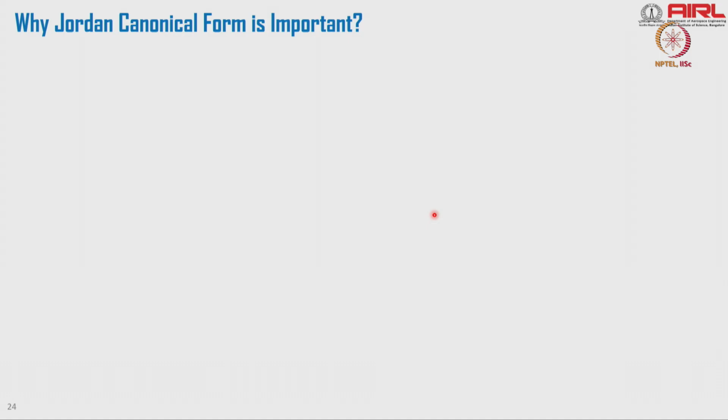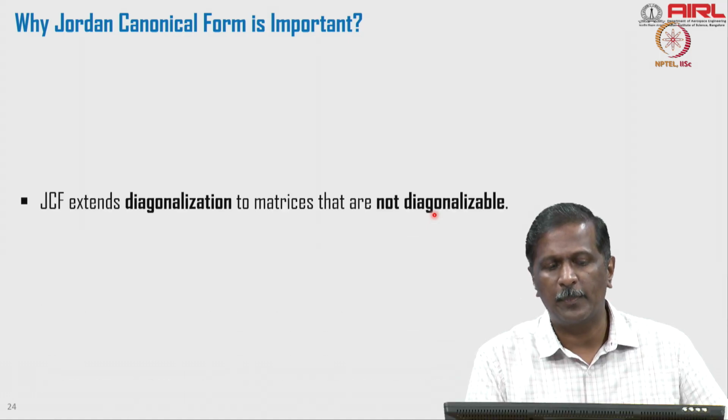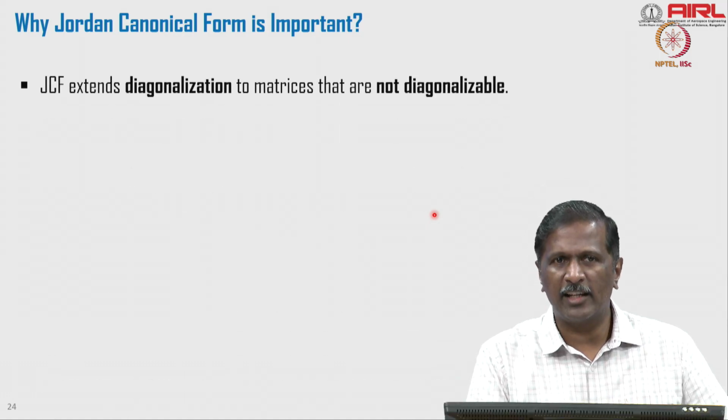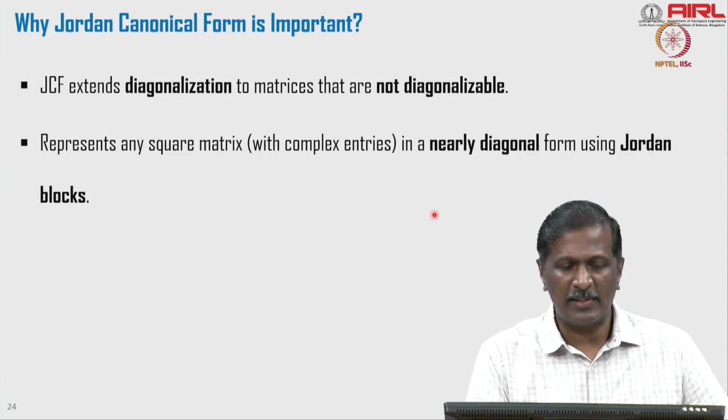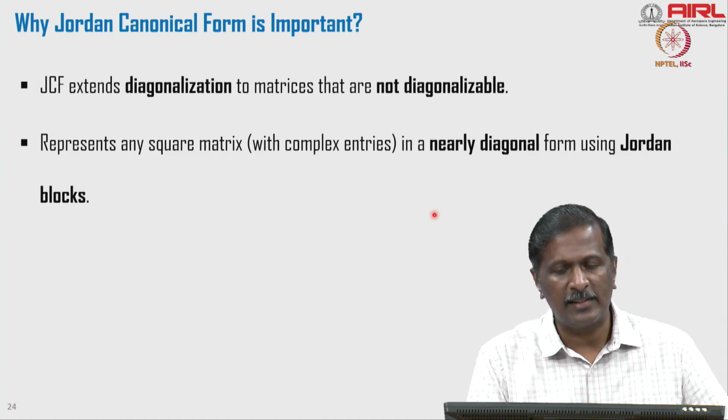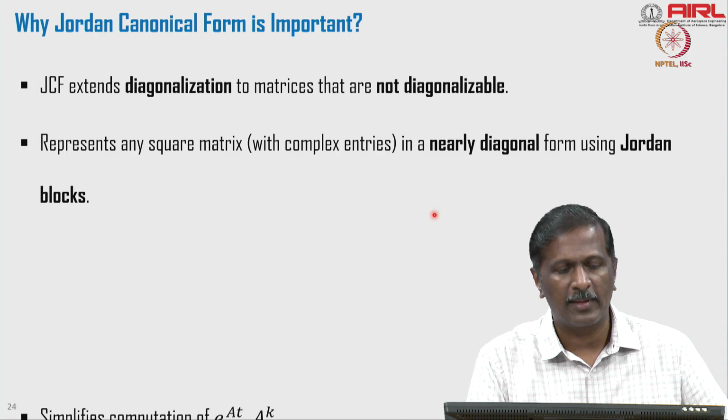Why is Jordan canonical form important? Jordan canonical form extends diagonalization to matrices that are not diagonalizable, right. It represents any square matrix with complex entries in near diagonal form using Jordan blocks, right.